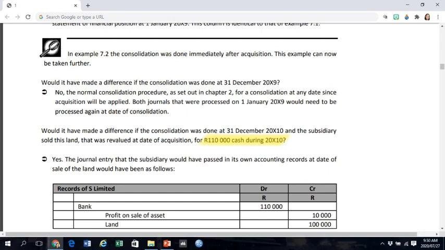First of all, the journal entry that the subsidiary in the separate financial statements would have processed in its own accounting records at date of sale of the land would have been as follows. There would be proceeds recognized in the bank account of 110,000 Rand. Land would have been de-recognized as it was sold, and there will be a resultant profit on sale of asset through profit and loss of 10,000 Rand.